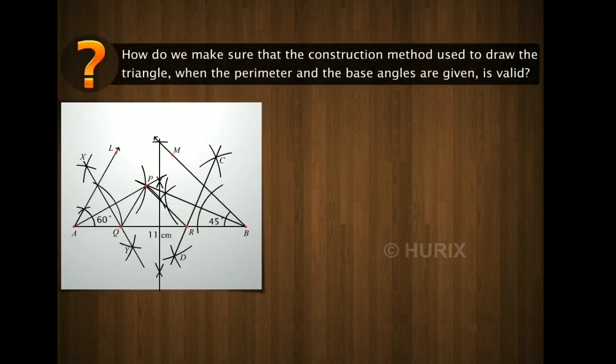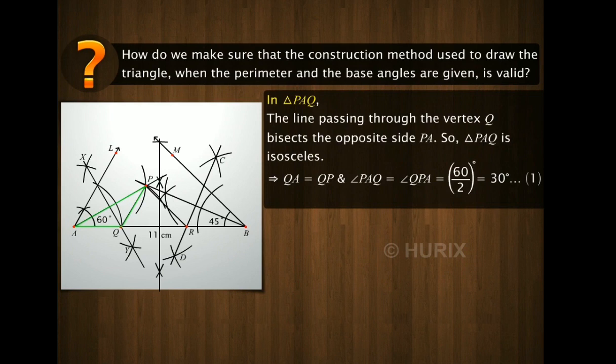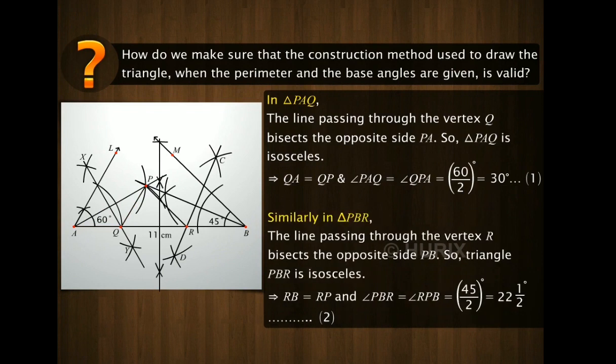How do we make sure that the construction method used to draw the triangle when the perimeter and the base angles are given is valid? Observe that in triangle PAQ, the line passing through the vertex Q bisects the opposite side PA. So, triangle PAQ is isosceles. Hence, side QA is equal to side QP. Similarly, in triangle PBR, line through the vertex R bisects the opposite side PB. So, triangle PBR is isosceles. Then, side RB is equal to the side RP.